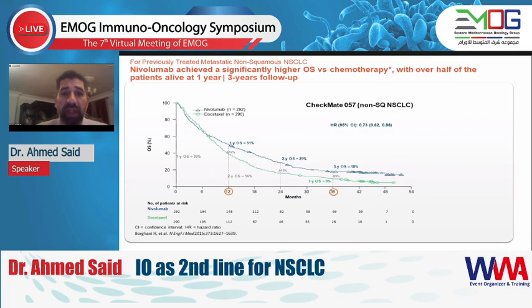You can see here in CheckMate 057 for the non-squamous histology, the median overall survival reaches around 12 months in the nivolumab arm versus almost 9 months in the docetaxel arm, and this was maintained at each specific survival point at 12, 24, and 36 months. There was a difference of around 10% in the number of patients surviving at each point versus docetaxel.